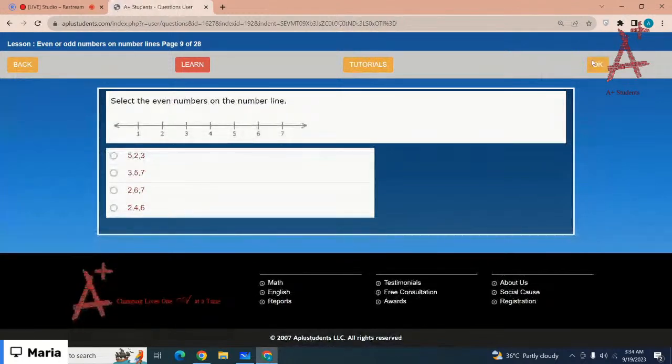Select the even numbers on the number line. So which numbers are even? Even numbers are the ones that can be divided by 2, right? So they are, very good, 2, 4, and 6. The last option is the correct one.